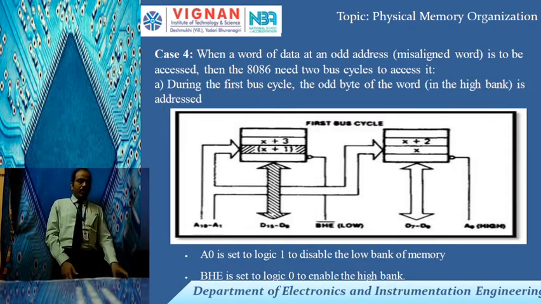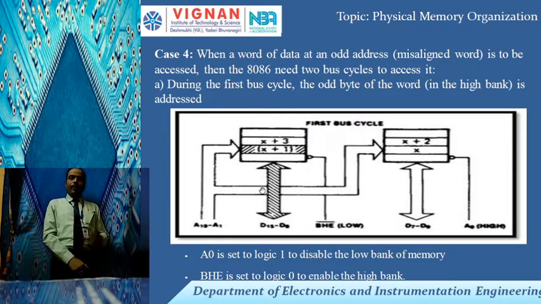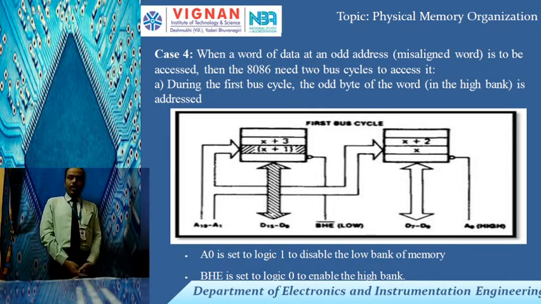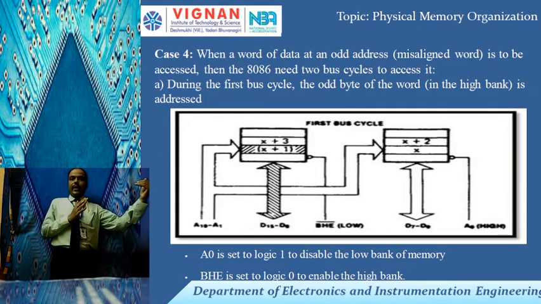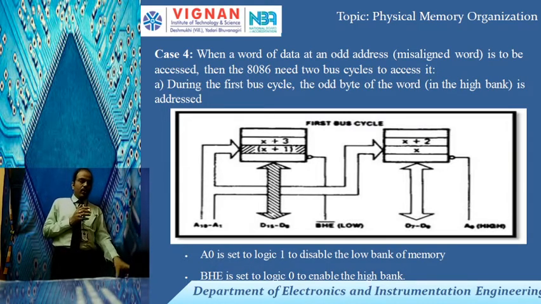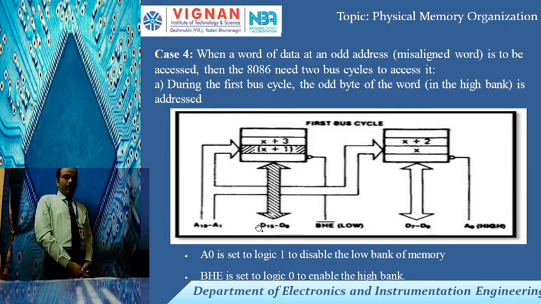So first, the lower byte of data is stored at an odd address, so we have to select this odd address bank. For that, BHE bar should be equal to 0 to enable the high bank, and A0 equal to 1 to disable the even bank. So during this cycle, the first byte of the word, which is stored at the odd address, is transferred through the higher data bus, D8 to D15.